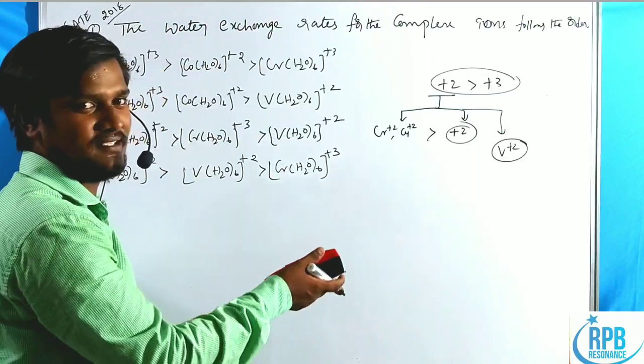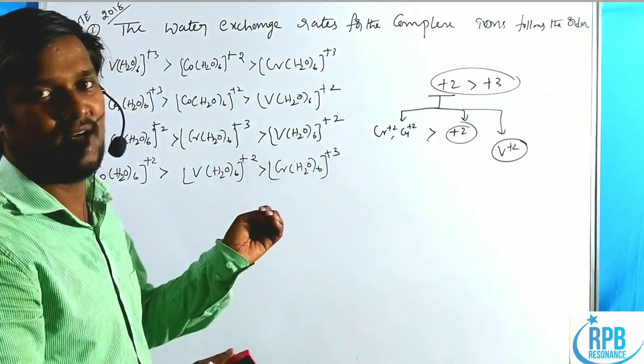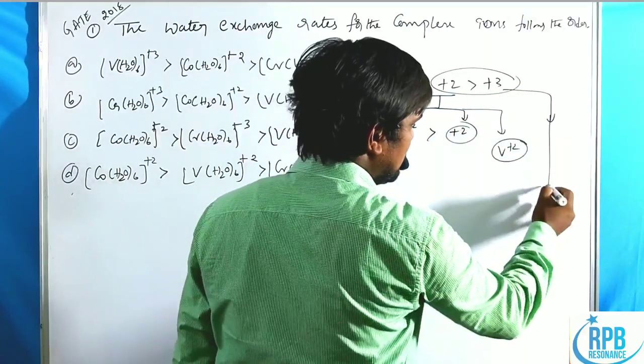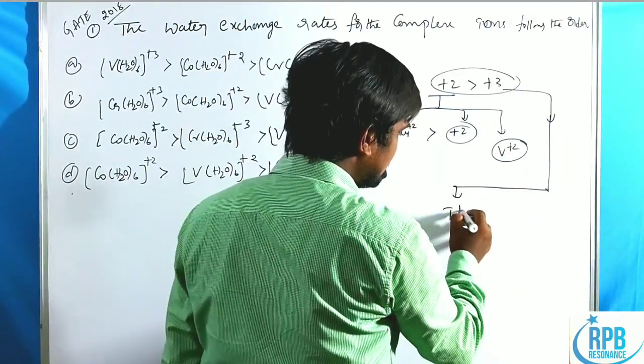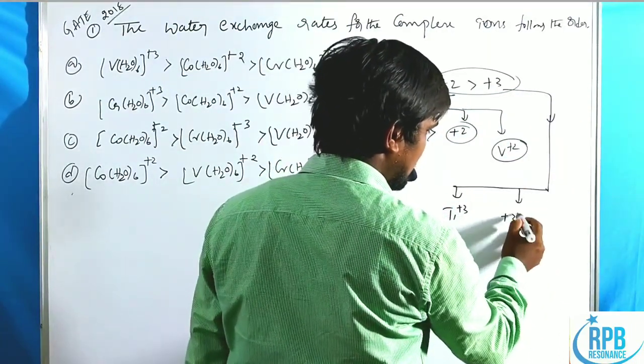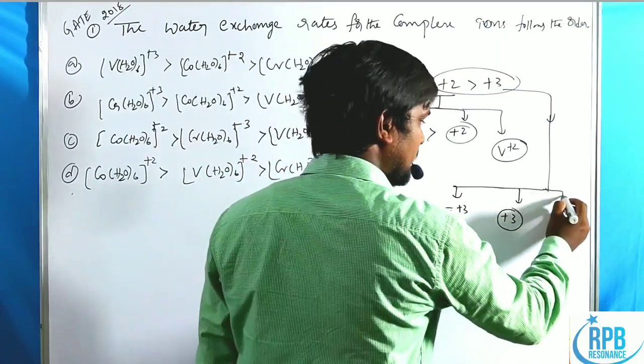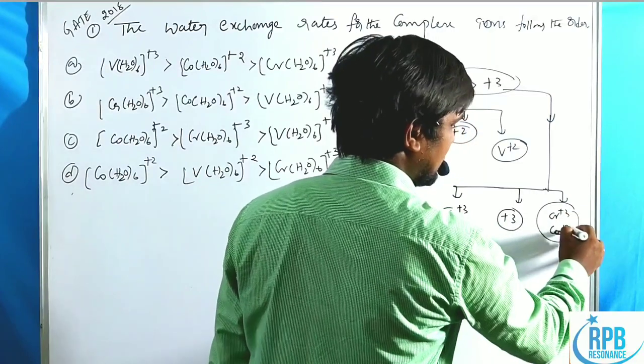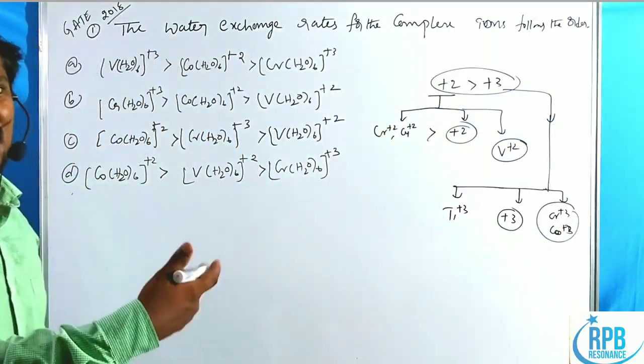So these three points we have discussed in our water exchange mechanism. Again, in the case of plus 3 elements, titanium plus 3 will show a higher rate than the normal plus 3 elements. Then chromium plus 3 and cobalt plus 3 will show inert character.